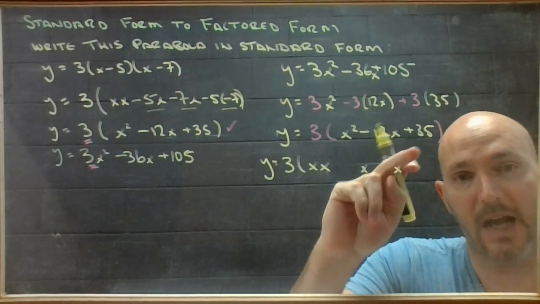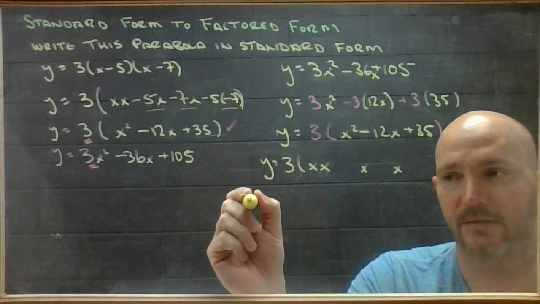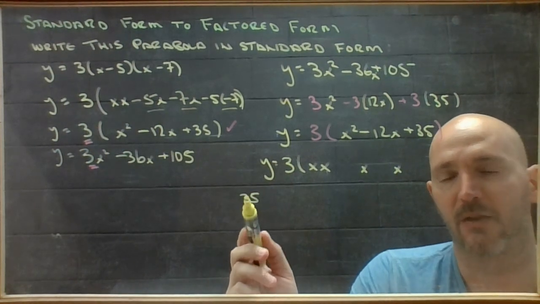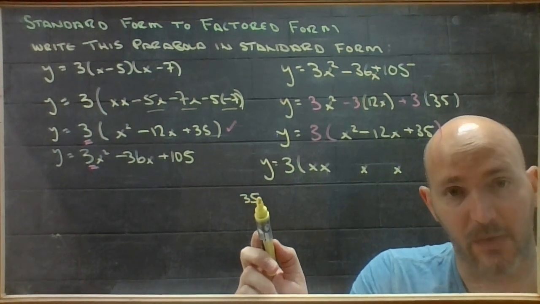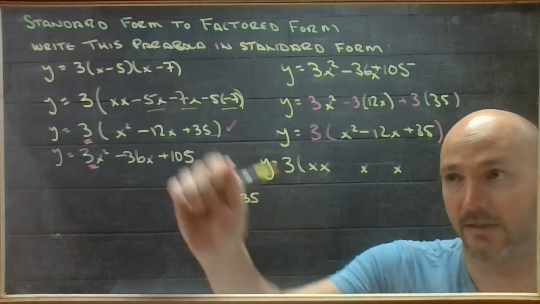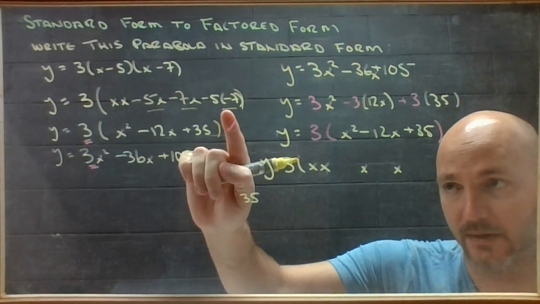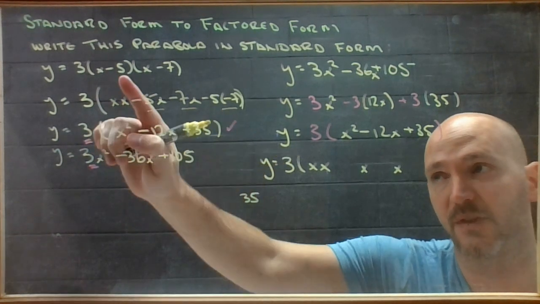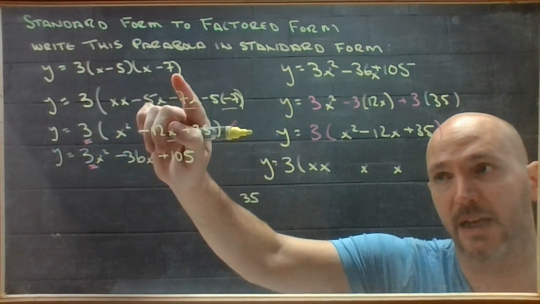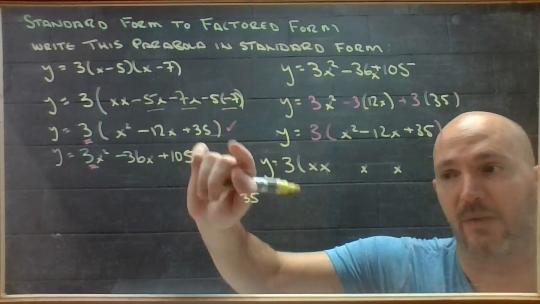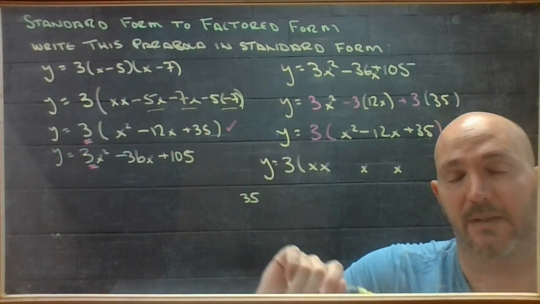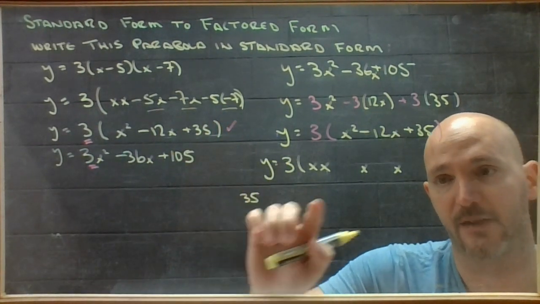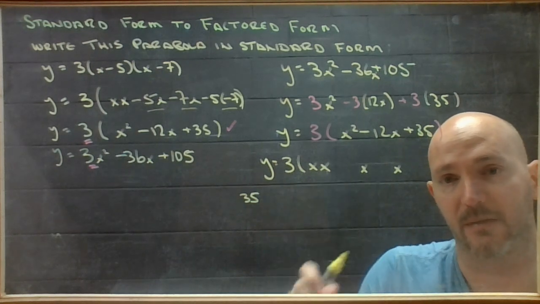Because if you look at the back, the number 35, there are only so many numbers that multiply to 35. And if you keep in mind, this number, the thing with the x attached, comes from that multiplied by that. So if I can find two numbers that multiply to 35, then I should be able to figure out how to split these middle ones.